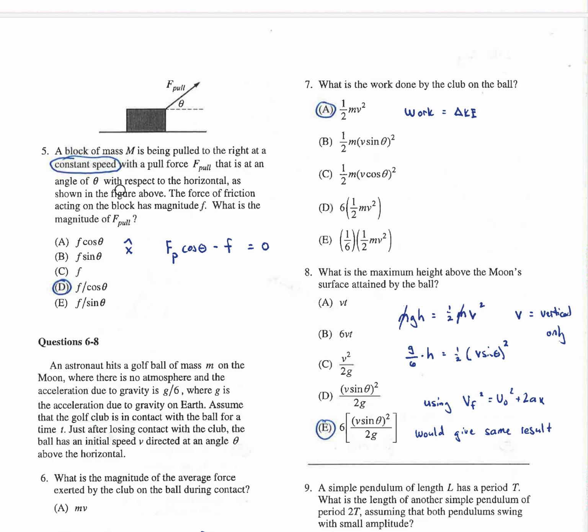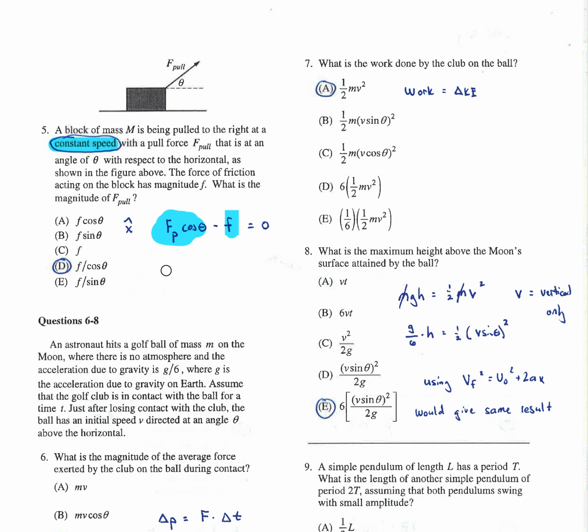All right, first thing you want to notice, we're looking at a constant speed. Constant speed must mean that the horizontal component of the pull force, usually we call that applied, must balance friction. So usually we say FA cosine theta minus F, meaning the force of friction, must equal 0, and then just add and then divide by cosine. All right, we're looking for the applied force.